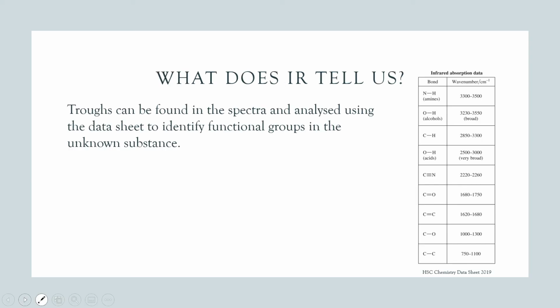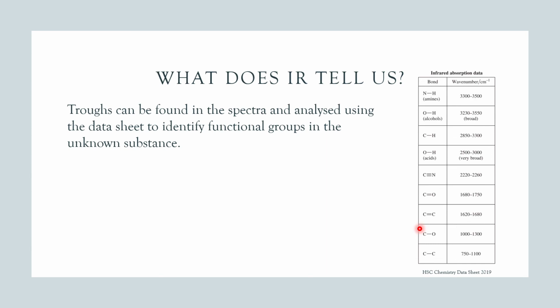So for infrared, what does it actually tell us? What can we use to be able to identify the unknown chemical? Well, the troughs that we've been looking at can be found in the spectra and analyzed, again, using a reference chart like this, in particular, one in our data sheet, and we can use that to identify the functional groups that are present in the unknown substance.